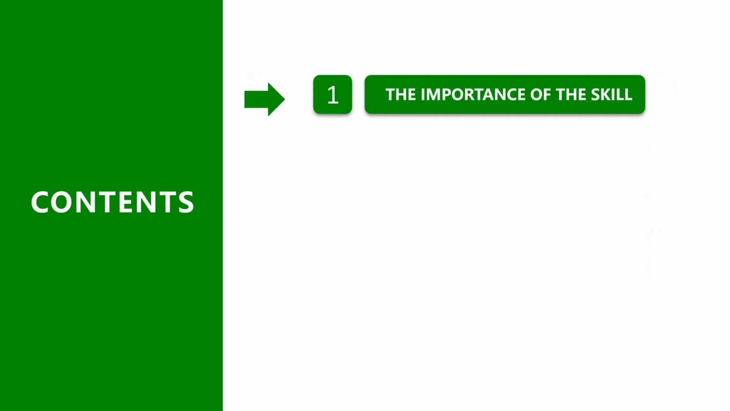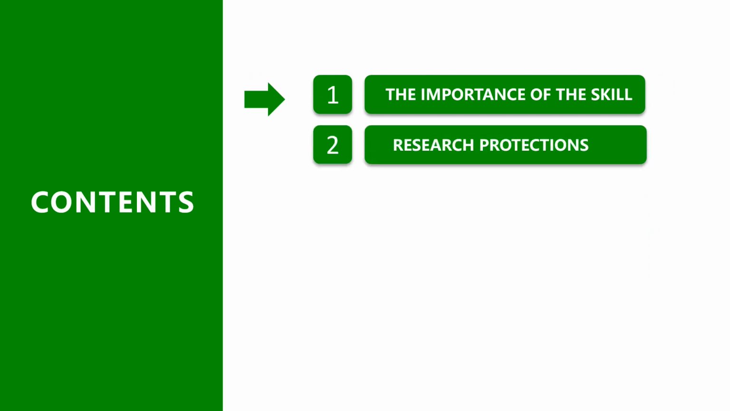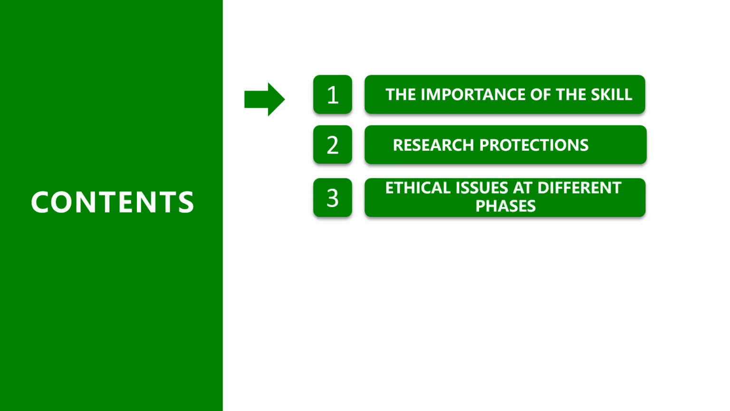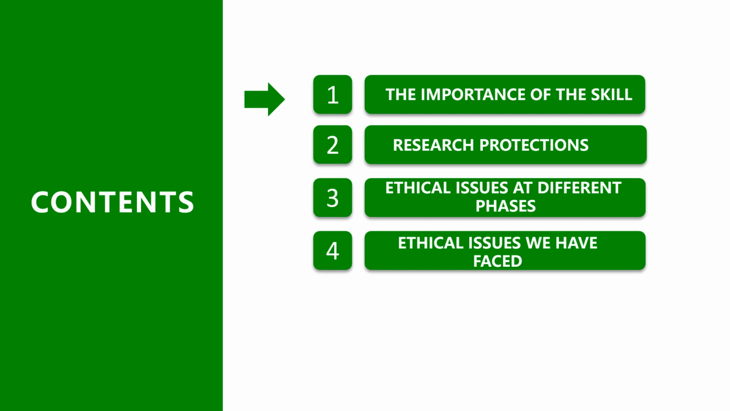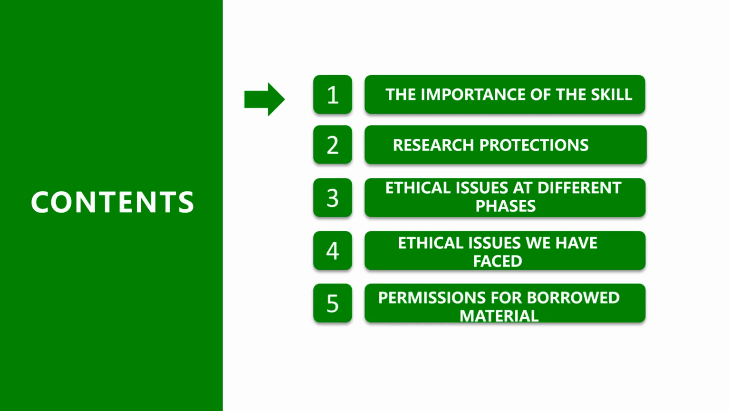This presentation will cover 5 parts. Part 1, the importance of the skill. Part 2, human protections in your qualitative research. Part 3, ethical issues at different phases in the research. Part 4, ethical issues we have faced as qualitative researchers, and an example will be made for you here. The last part, permissions for borrowed materials used in qualitative research.